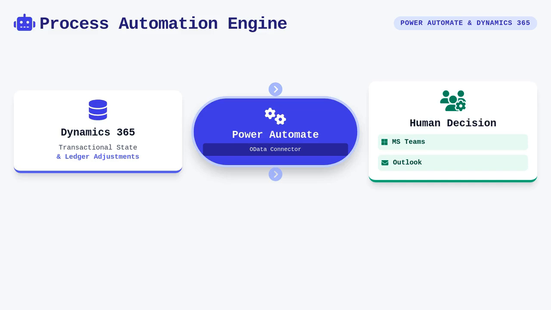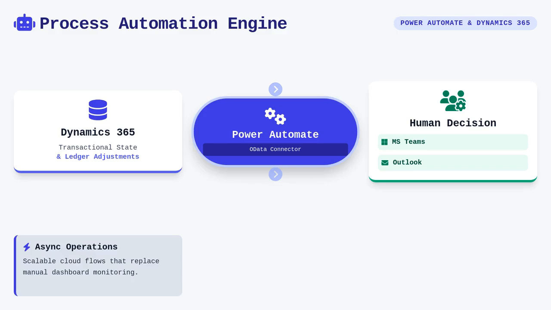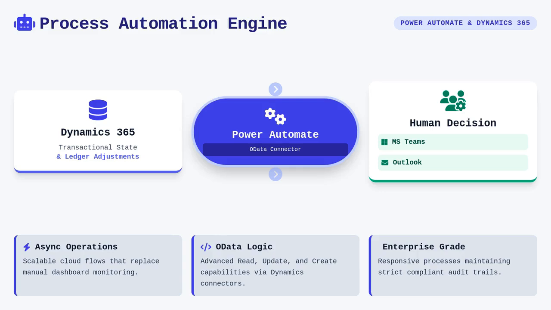This creates a bridge between the transactional state of Dynamics 365 and the human-centric decision-making processes held in external productivity suites. Integrating these flows requires a clear understanding of the OData actions available within the Dynamics 365 connector, which allow the automation platform to read, update, or create records based on specific business conditions. Because these flows execute in the cloud, they provide a scalable approach to asynchronous operations, ensuring that your enterprise processes are both responsive and compliant with established audit trails.